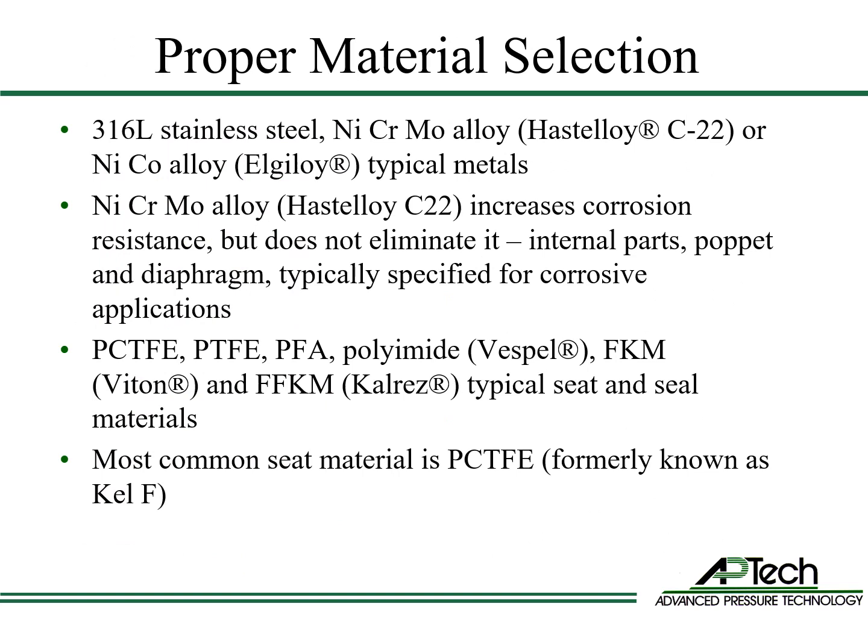Choosing the right materials for your application will ensure a long service life of the valve or regulator. The typical metals used are 316L stainless steel and high-performance alloys such as Hastelloy C-22 and Elgiloy. Elgiloy is typically used for valve diaphragms. Hastelloy C-22 increases corrosion resistance but does not eliminate it. It is commonly used for regulator diaphragms and other internal parts for highly corrosive applications. The valve or regulator body material is often 316L stainless, as high-performance alloys are not needed.